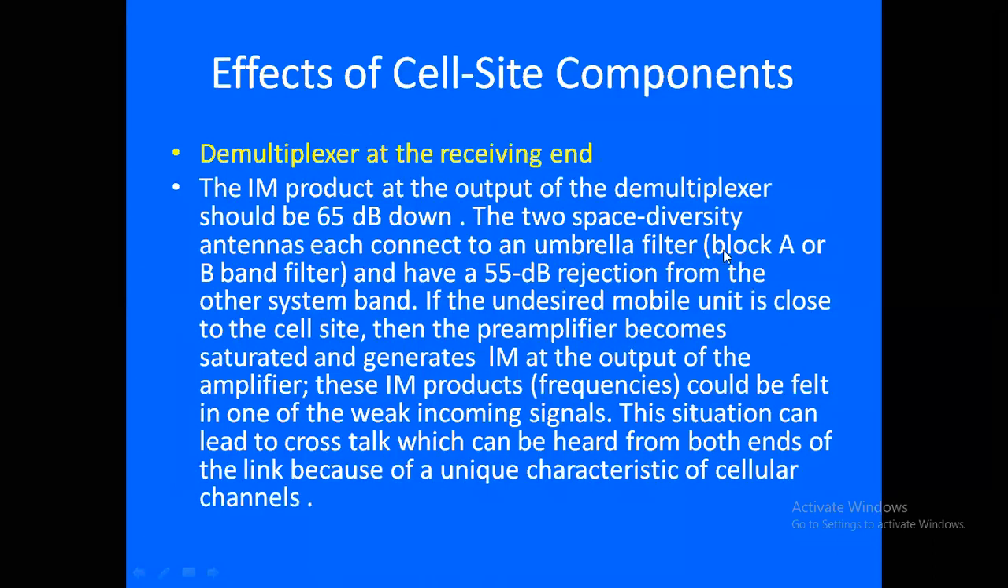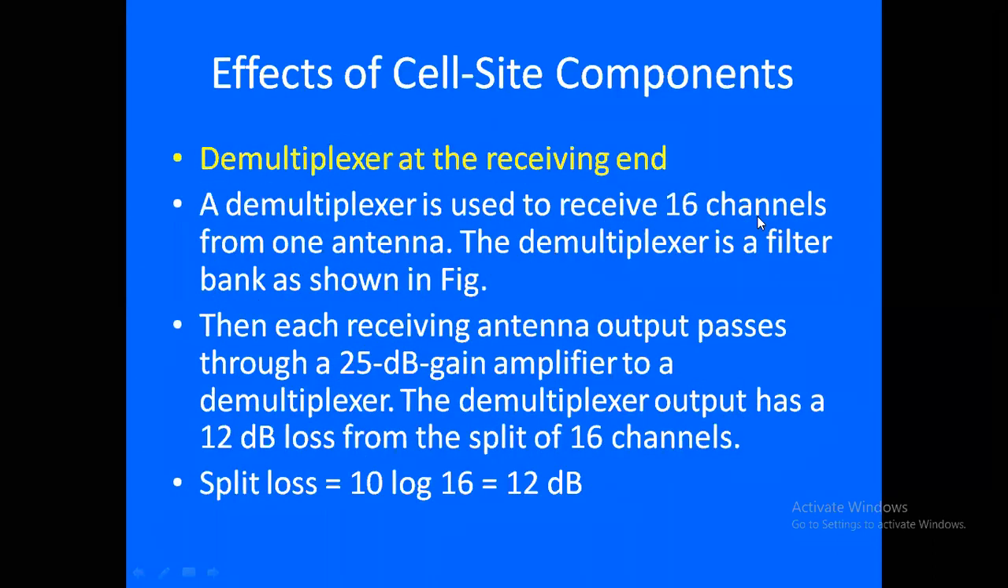The demultiplexer is used to receive 16 channels from one antenna. The demultiplexer is a filter bank. Each receiving antenna output passes through a 25 dB gain amplifier to a demultiplexer.